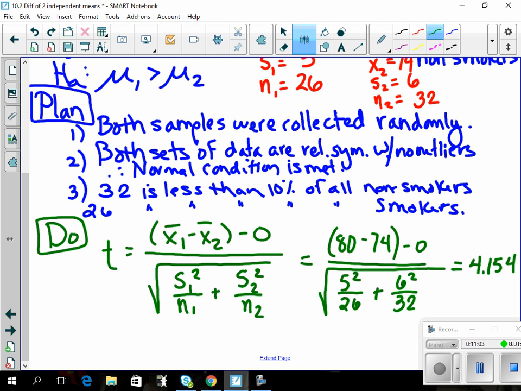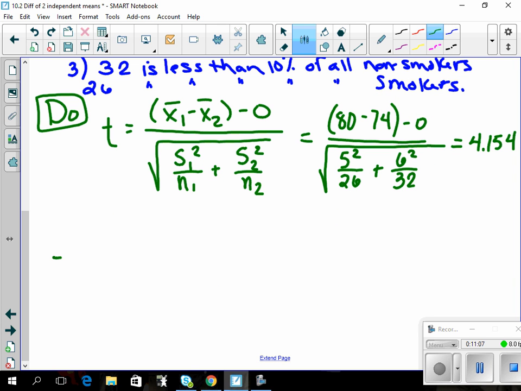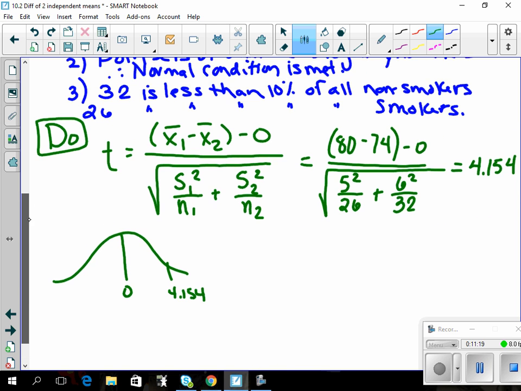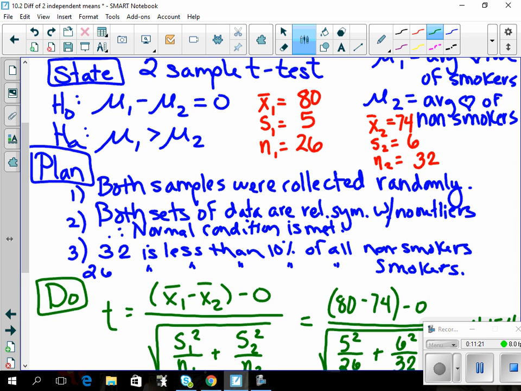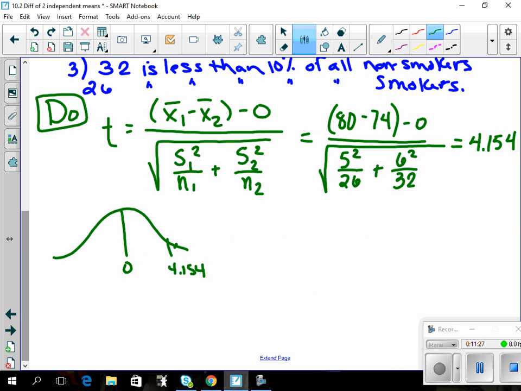What was the p-value? Okay. When we think about drawing this, when we're talking about t's, what goes in the middle? 0. Good. And so we have 0 here, and we're going to put 4.154. And since our alternative hypothesis was greater than, aren't we shading to the right? Yes. Okay. All right, how do I find that value?